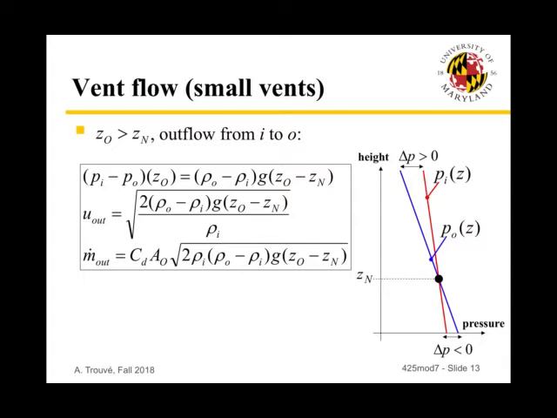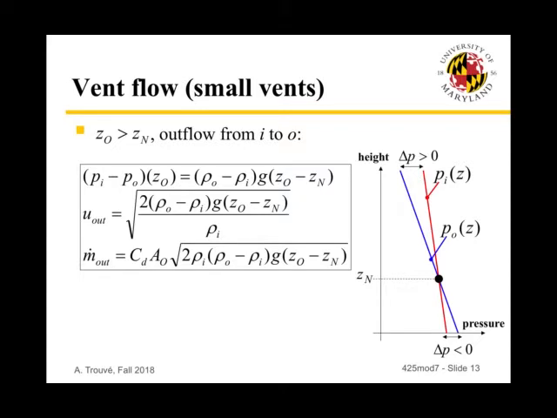which is equal to the flow coefficient CD times rho I times the square root of 2 delta P over rho, times the Bernoulli velocity times the surface area of the vent A sub O. And this is reformulated as given on the slide here. So this is a very useful expression for the mass flow rate through this small vent, provided that we know the temperature of the smoke.